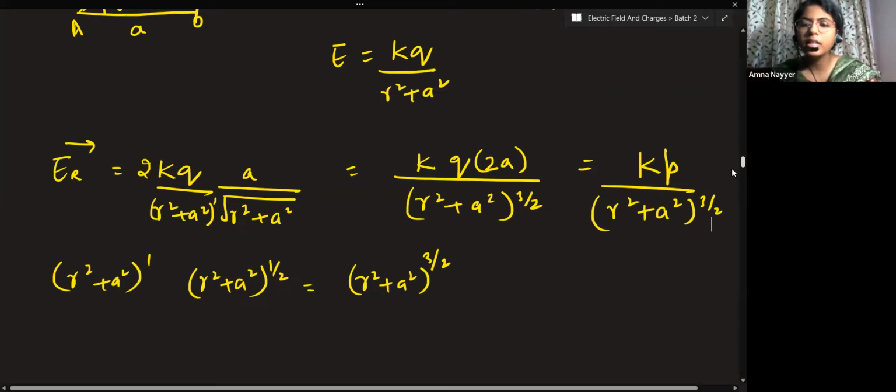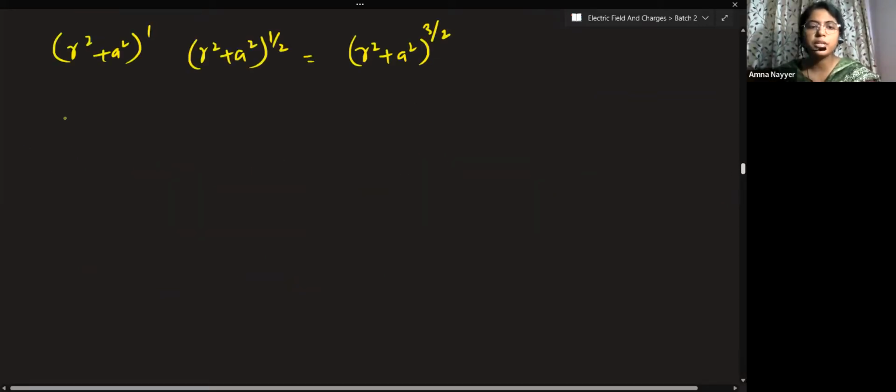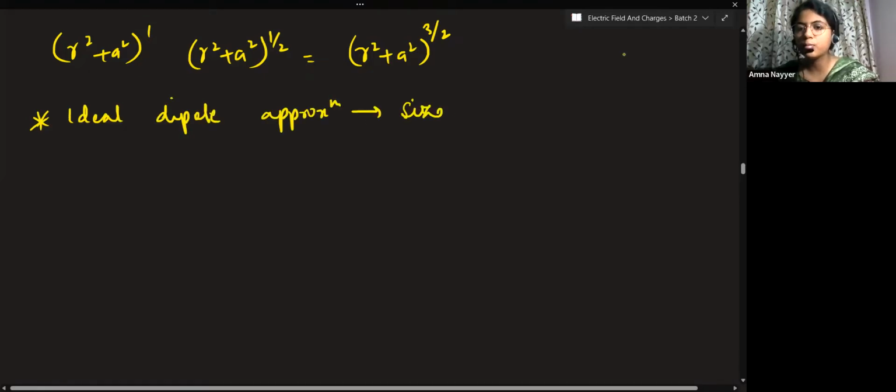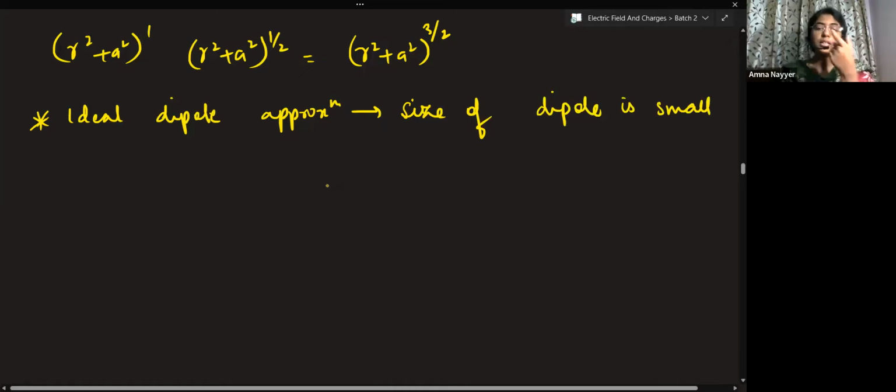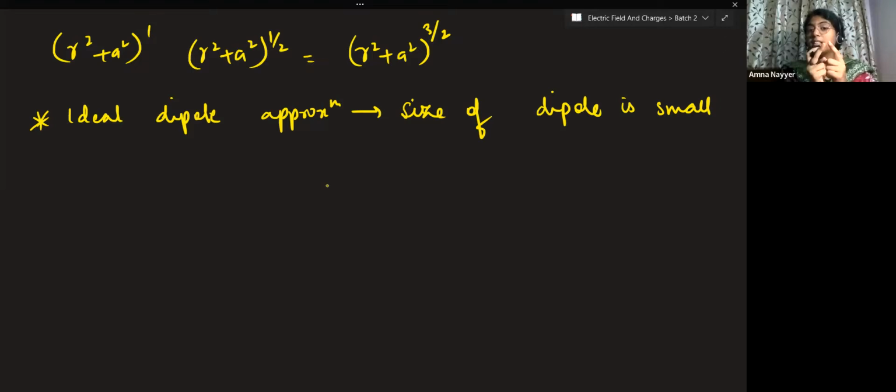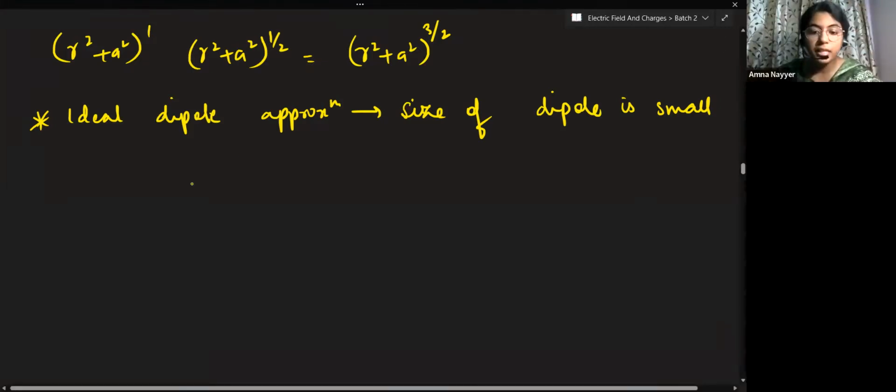Now, if you apply the ideal dipole approximation, that is valid here also. Ideal dipole approximation basically means what? Your size of dipole is small. So it means that the separation between the two charges is very small, whereas the separation from the center of the dipole to that point becomes large. So it means your R is very, very much greater than A.